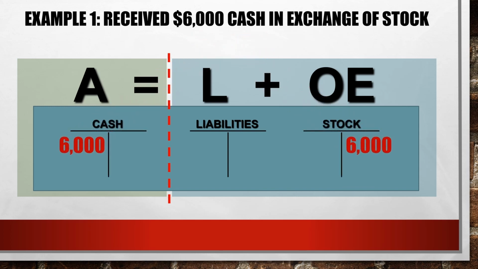The cash account increased, so $6,000 was placed on the left or debit side of the ledger account. Remember, a debit to an asset account means an increase. The capital stock account was increased or credited for $6,000. Remember, a credit to an equity account represents an increase in the account. This results in an equal debit and credit impact in this transaction. So we have followed the double entry accounting rules.